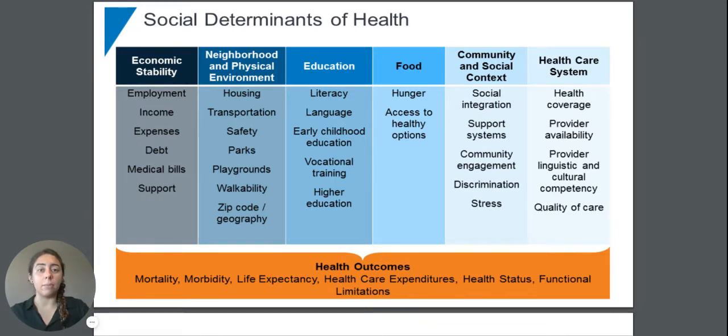Research suggests that up to 90% of our health status is determined by these social determinants, and those such as low education levels, racial segregation, low social support, and poverty can increase death rates among disadvantaged populations.